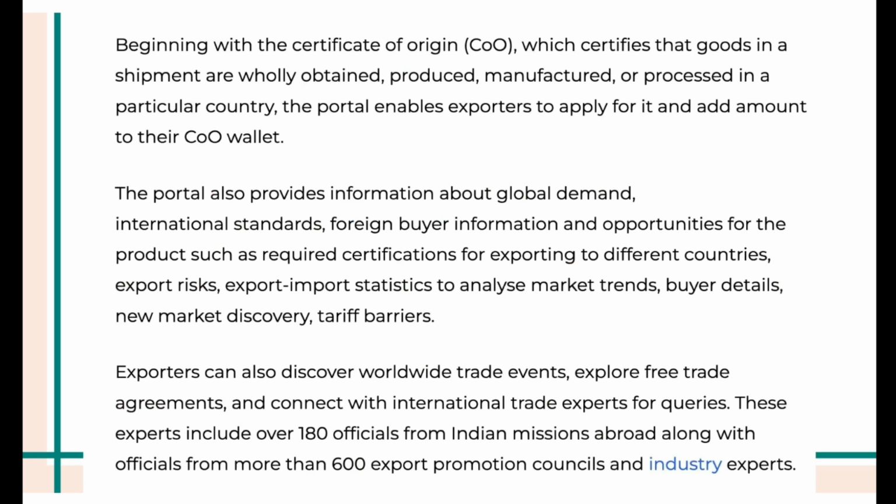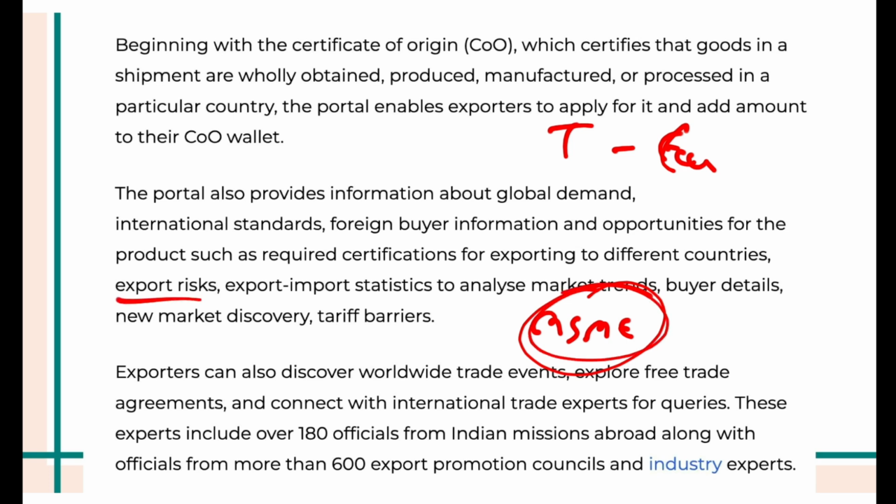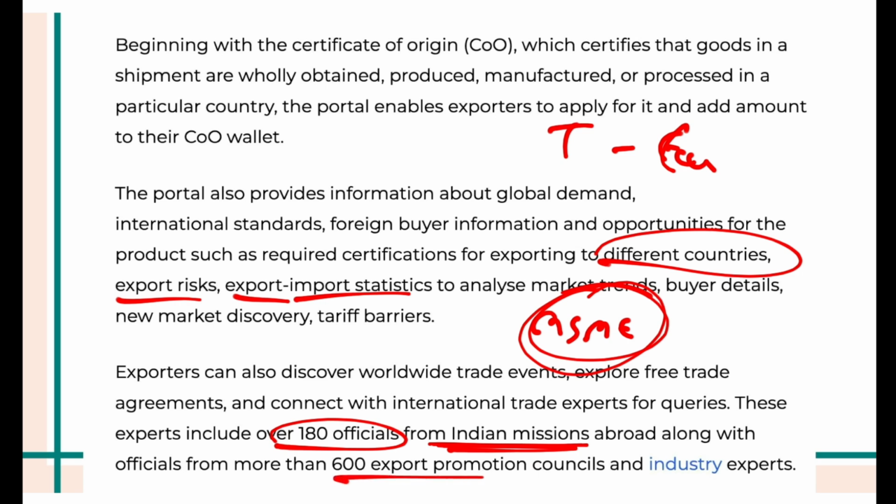So what we have done is we have started this platform, Trade E-Connect. Now, what is the meaning of this? Let's say, we call it Trade Connect E-Platform. If you are an MSME, for example, and you don't know anything about how to export, you will be given all the knowledge. You will be told about the export risk. You will be given export import statistics. You will be connected to different countries. You will be told to get certificates for your products and services so that there is quality assurance. You will be connected to the Indian mission officials abroad. You will be connected to export promotion councils and industry experts. That is how you increase the exports, right?